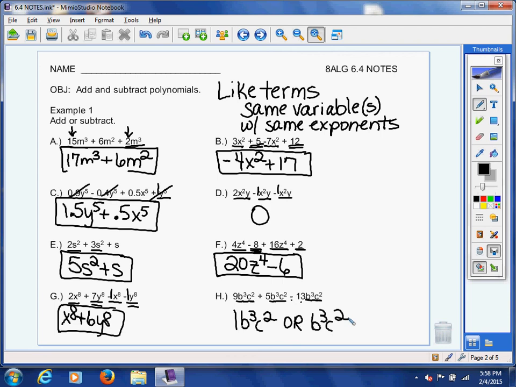All right, so there's your tutorial on how to write and how to combine like terms during addition and subtraction of polynomials. Please bring your questions to class.